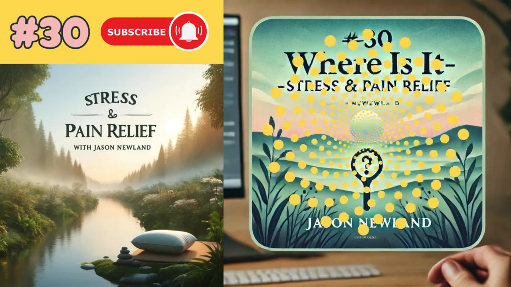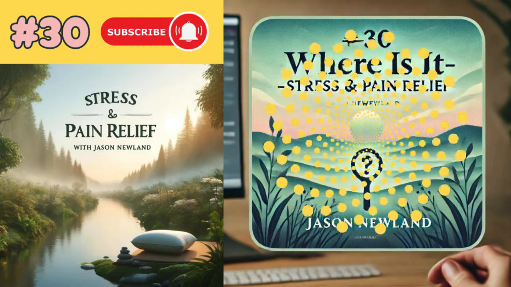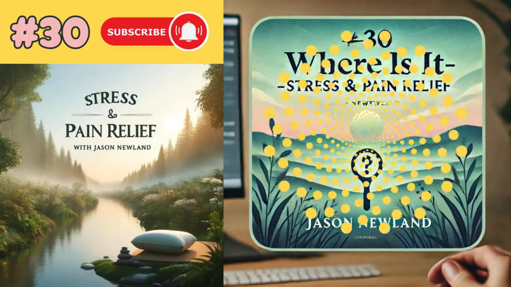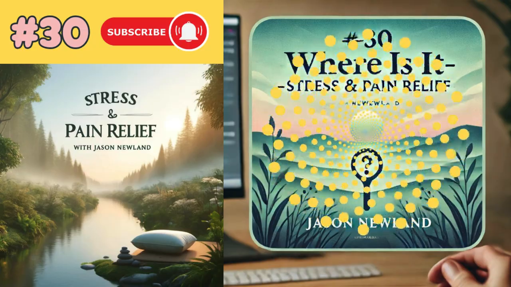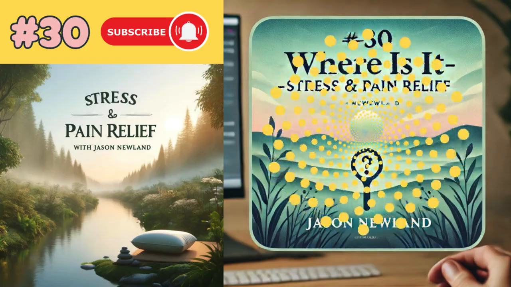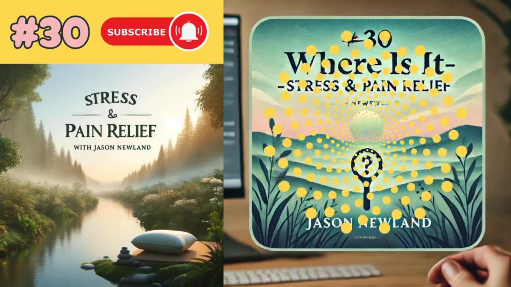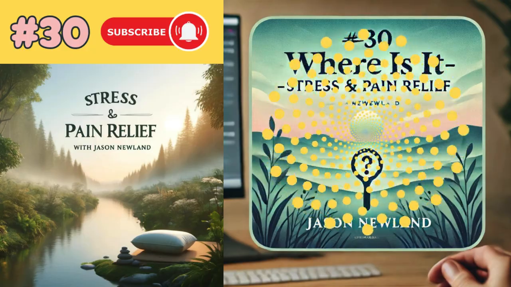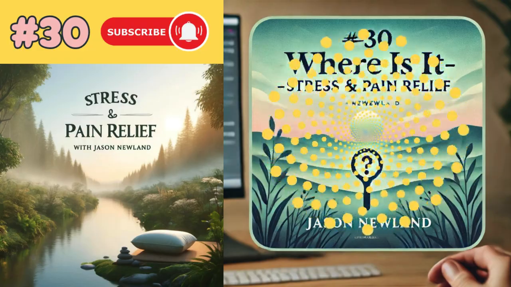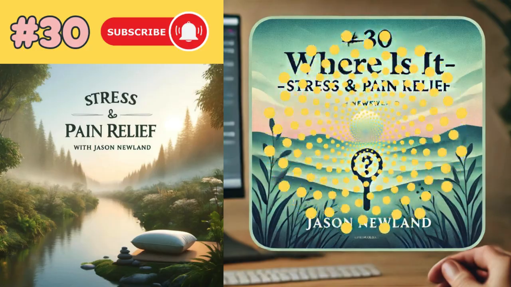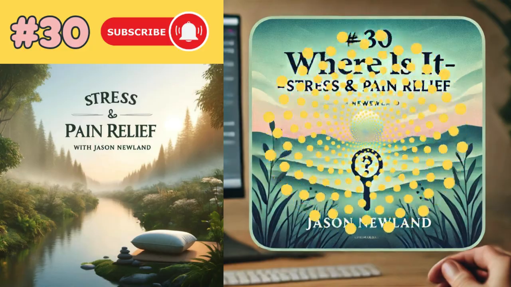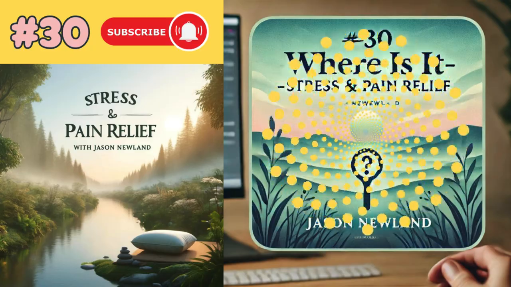Now, this particular exercise, if you want to call it that, is something that I started doing back in 2004 on myself. I had some chronic pain. I can't remember where it was. I think it was in my knee. Yeah, I had some problems with my knee. And this is a technique that I discovered by accident. It's not that it's my technique, but I just came across it and discovered it. And the title of this recording is going to be called Where Is It?